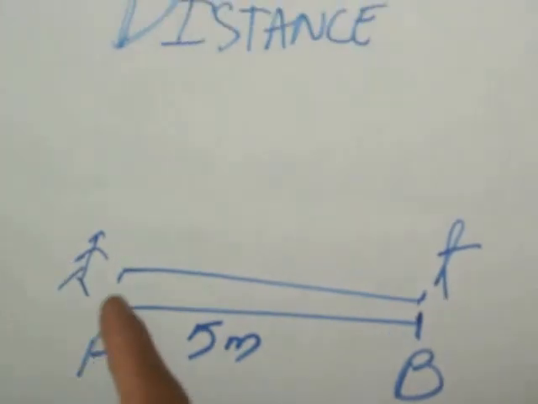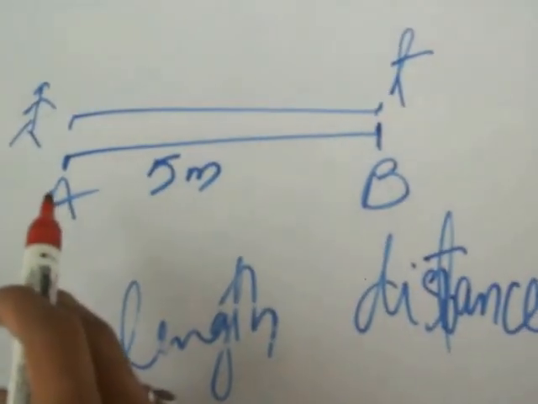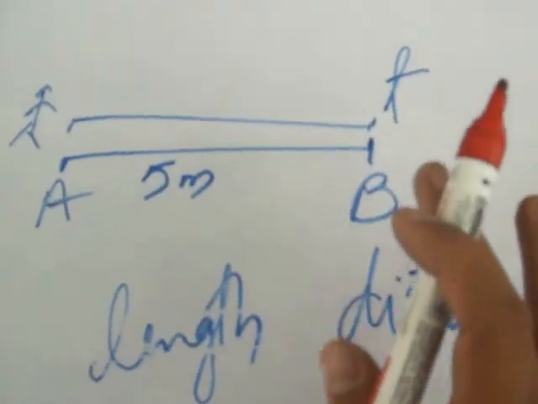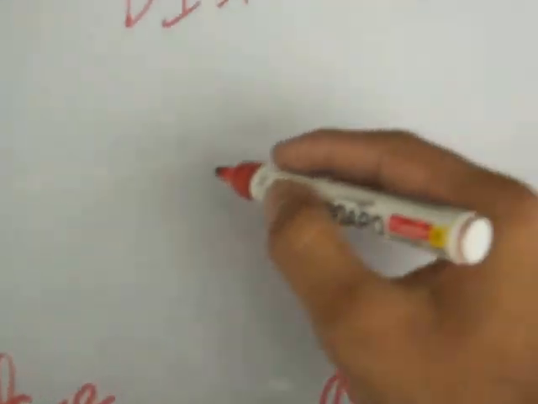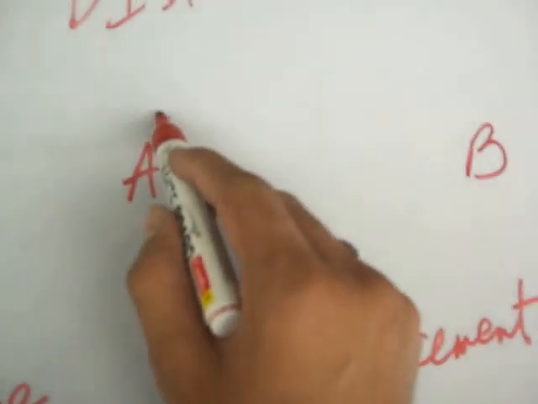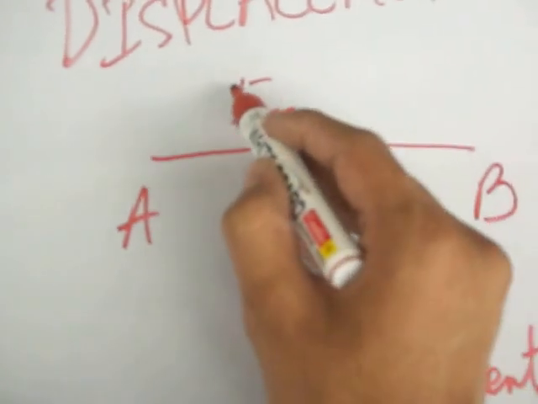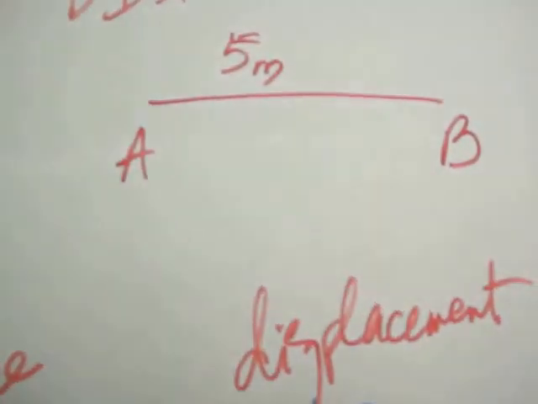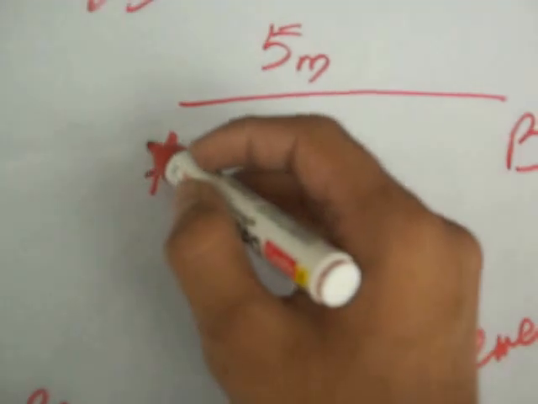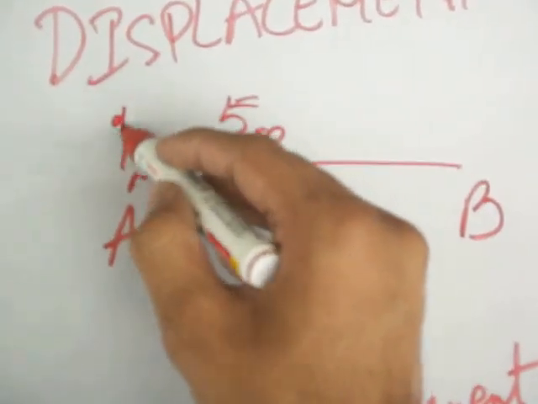Here, for distance the direction is not needed; we'll first define displacement. Again, there is a point A and B, and we go from A to B. Again, it is 5 meters only. Now, we say that from the point A, the person has been displaced by 5 meters.